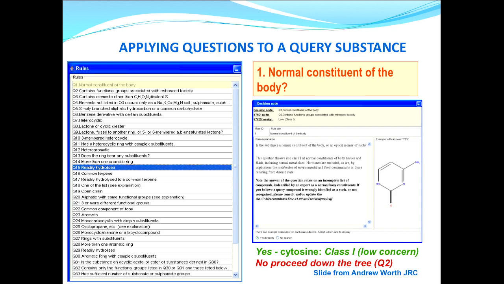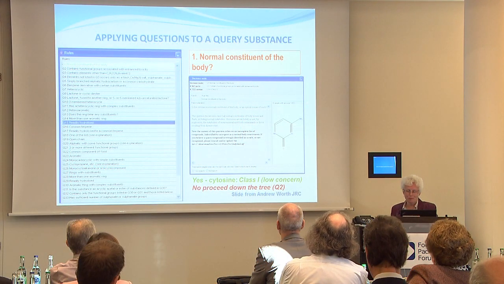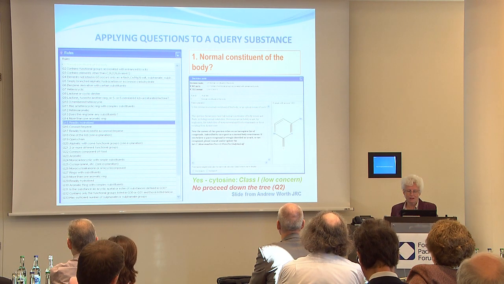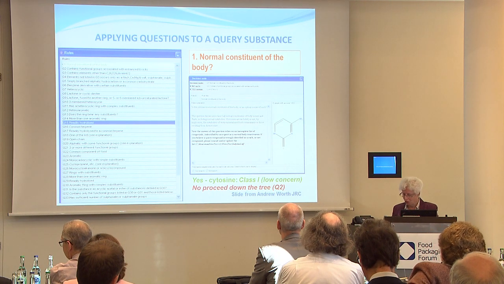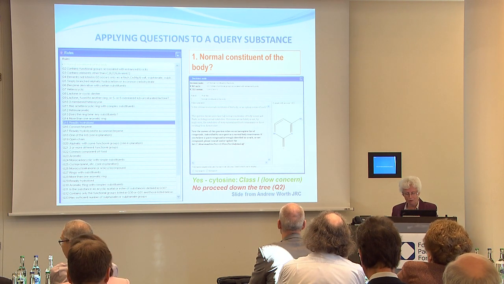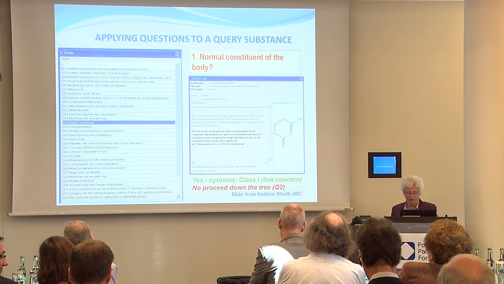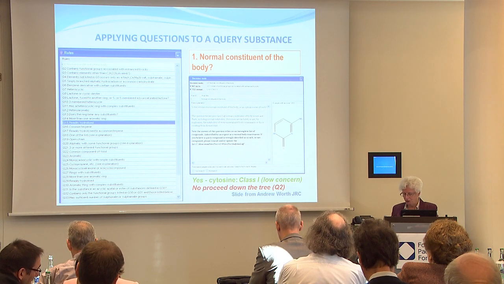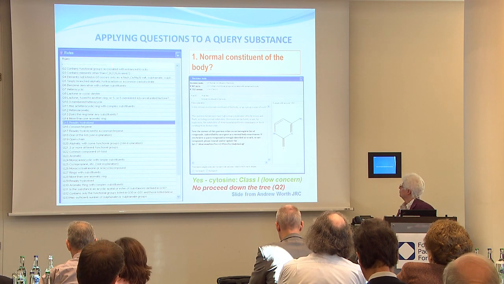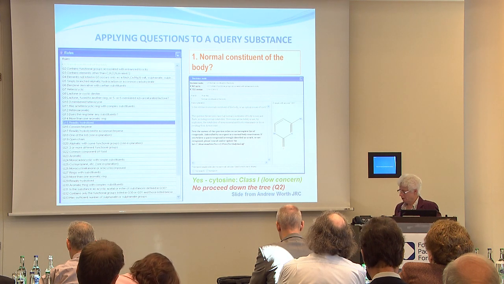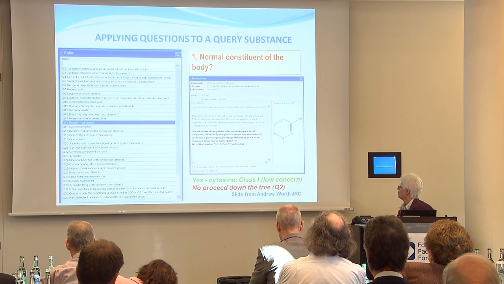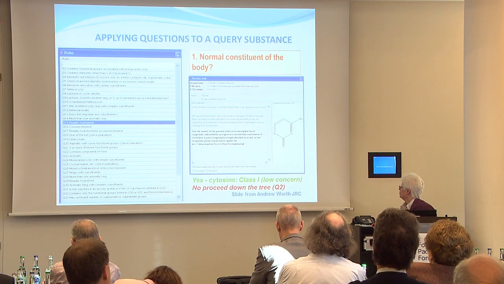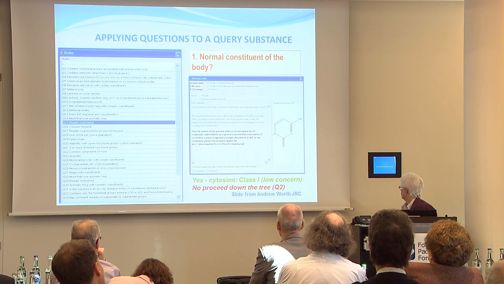There won't be too many substances that fall out like that, because if something's a normal constituent of the body, if you knew that, you probably wouldn't even bother to put it through the scheme. You would just say, I don't think this is a problem, unless the amounts being consumed were inadvertently huge. So if you don't get the answer with your first question, you then proceed down with these other questions. And this slide and the next slides I'm going to show have all been obtained with permission from Andrew Worth at the JRC.